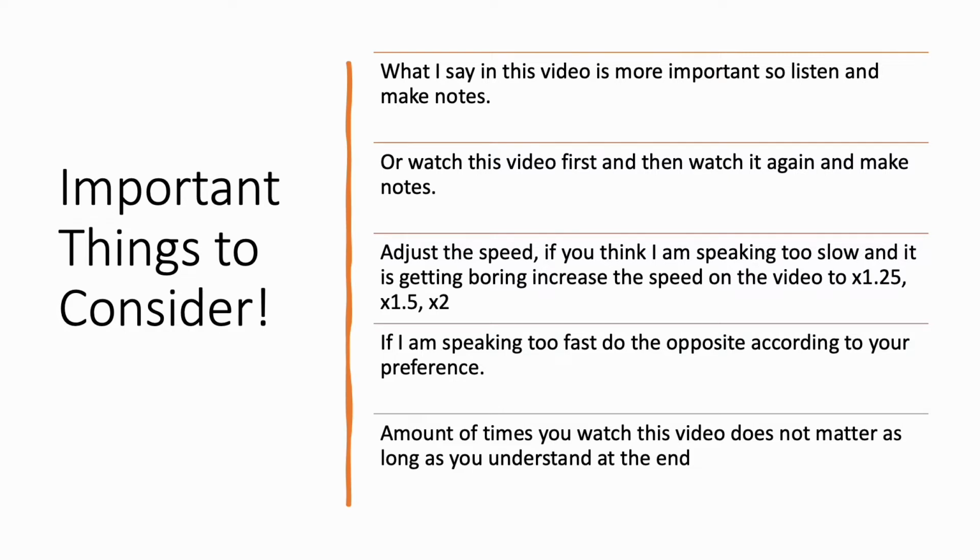And another thing is I tell you to adjust the speed, because some of you guys may think I'm speaking too slow and it is getting boring. I've done this in a number of videos. When I watch a video and find it too slow, I increase the speed to times 1.25, times 1.5, times 2, because at the end of the day, a lot of people don't realize the thing that we're always losing is time. Every second that goes by is time that is being wasted. If I'm speaking too fast, on the other hand, you can do the opposite according to your preference by changing to times 0.75, times 0.5, and times 0.25, as you get the picture.